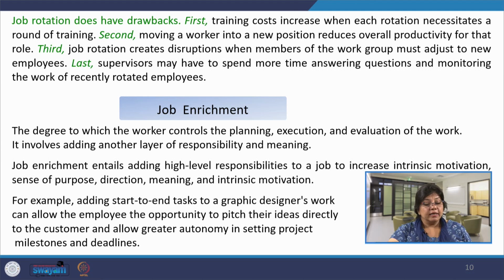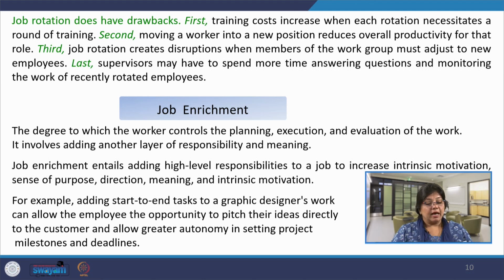Job enrichment entails adding high level responsibilities to a job to increase intrinsic motivation, sense of purpose, direction and meaning. As I mentioned, it adds more to your self-esteem, it will add more to your self-respect, you are intrinsically motivated, and at the same time there is more significance to your job because you are performing an identifiable piece of work. So, the components become more important when we talk about job enrichment.